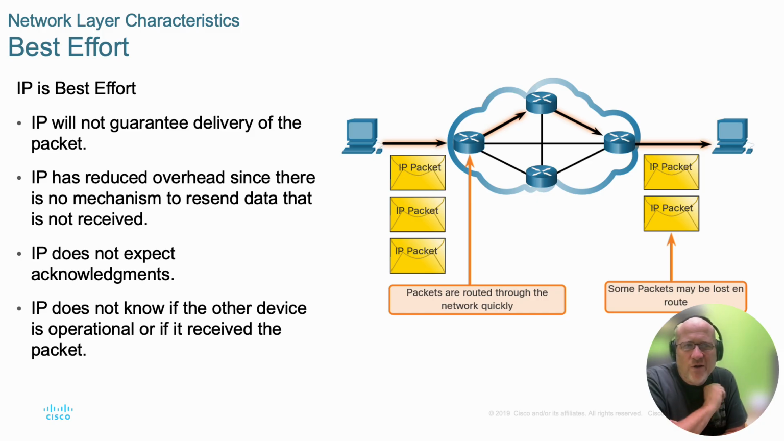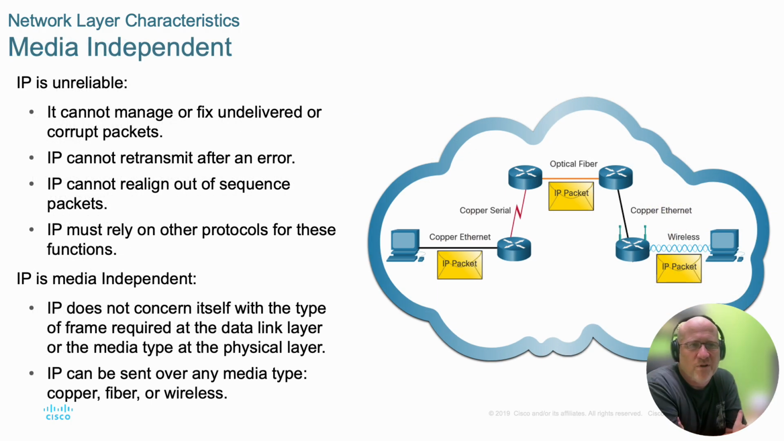UDP won't do it. IP won't expect acknowledgements, therefore it has a reduced overhead, and it doesn't know if the other device is operational. In other words, it just throws the data out on the internet, and if there's no reply, there is no reply. It might have gotten there, it might not have gotten there, and that's the beauty and the simplicity of it, but also the challenge sometimes in networking that we've got to check for a reply. It won't fix undelivered or corrupt packets. TCP will handle the resend, and if packets are out of sequence, IP won't realign them.